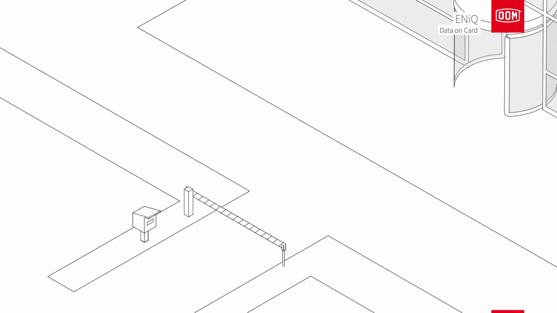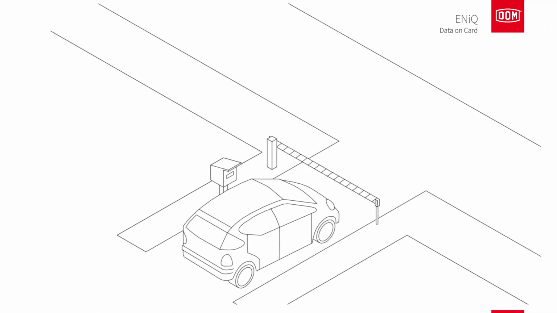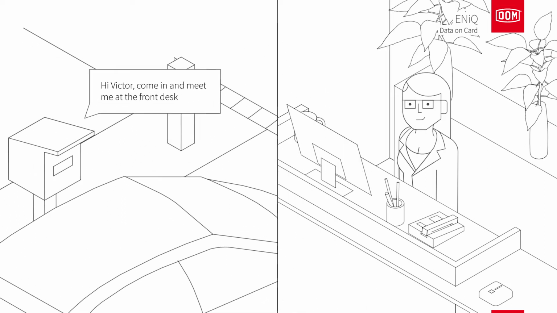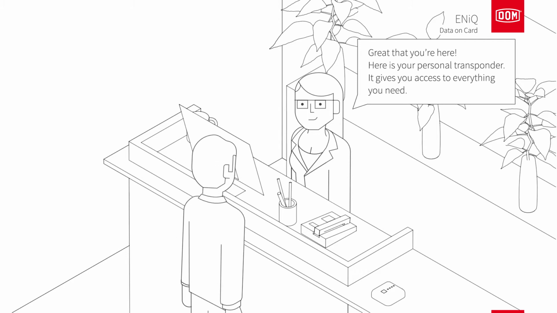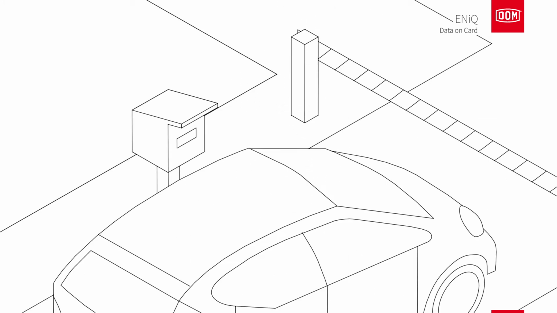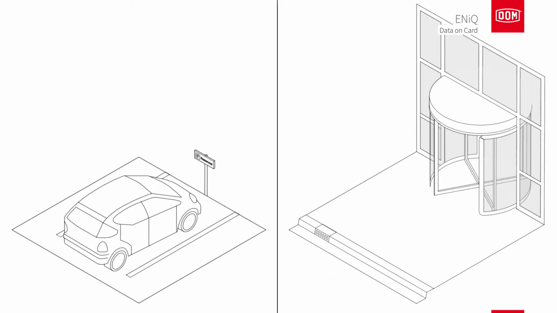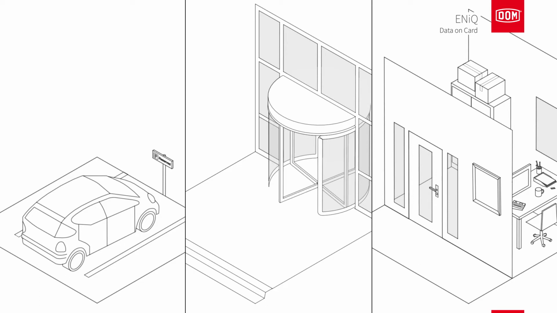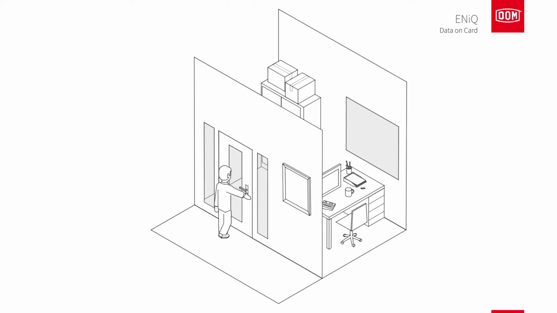Fred can also create temporary transponders for visitors, like Victor. Victor comes to work at the office temporarily, only this week. Fred has already added him to the software, so Victor only has to pick up his transponder at the front desk. Victor's transponder gives him access to the parking lot, main entrance, and the door to his temporary office in the building, only during certain hours. At the end of the week, it automatically stops working.